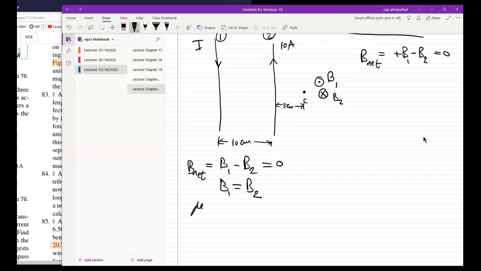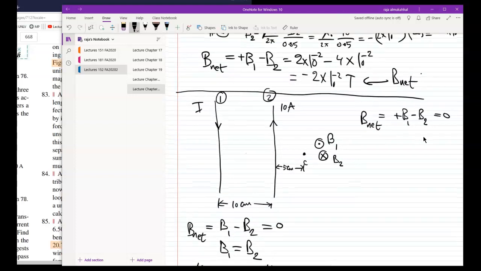Well, what is B1? According to Ampere's law, mu naught over 2 pi I1 over R1, right? Equals mu naught, I'll come back to this R1 and R2 in a sec, divided by 2 pi I2 over R2. What I mean by I1 and I2, I am calling this I1, and this one is I2. And then this one, remember, I1, I'm measuring it all the way to C, so that's R1. And then this is R2. See what I'm saying?